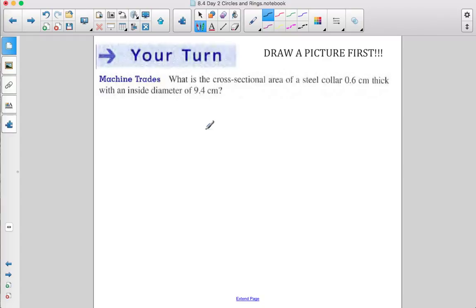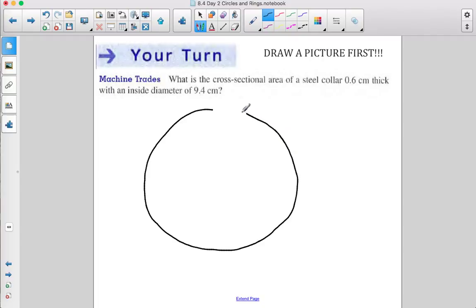Your turn to try a ring question. What is the cross-sectional area of a steel collar 0.6 centimeters thick with an inside diameter of 9.4 centimeters? So what they're saying is, if I draw a picture here, steel collars are used around pipes a lot of the time. So it looks like this.